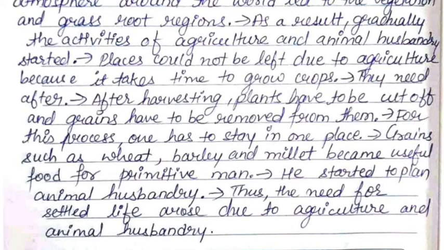Places could not be left due to agriculture because it takes time to grow crops. After harvesting, plants have to be cut off and grains have to be removed from them. For this process, one has to stay in one place. Grains such as wheat, barley and millet became useful food for primitive man. He started to plan animal husbandry. Thus, the need for settled life arose due to agriculture and animal husbandry.